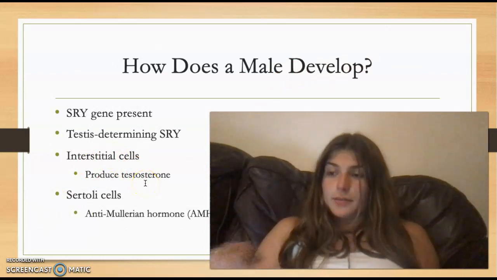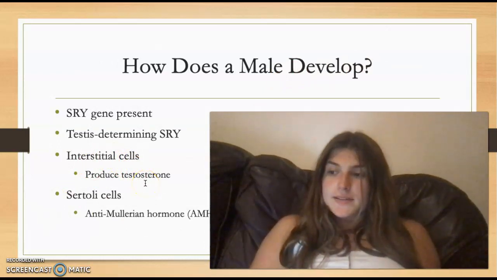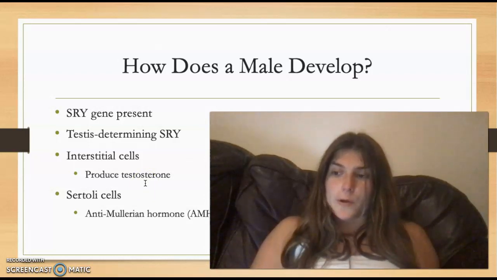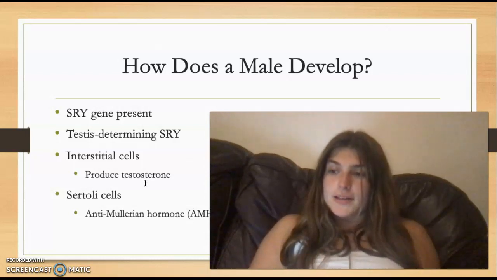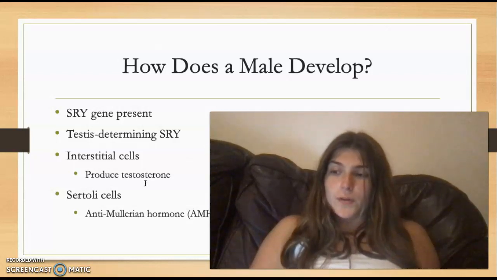How does a male develop? When a male develops, the SRY gene is present and produces a testes-determining SRY protein, which initiates the production of multiple proteins that cause the gonad medulla to differentiate into testes. The testes have both interstitial cells and Sertoli cells. Interstitial cells secrete testosterone, which controls the development of Wolffian ducts and external genitalia. The Sertoli cells secrete anti-Müllerian hormone, which causes the degeneration of Müllerian ducts.